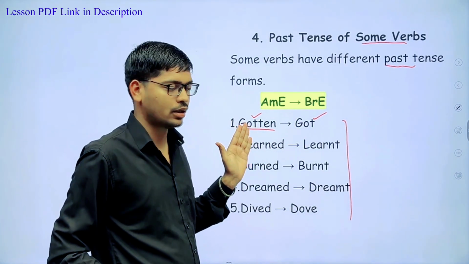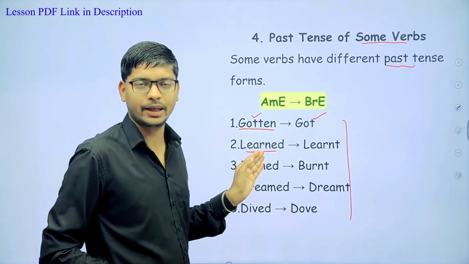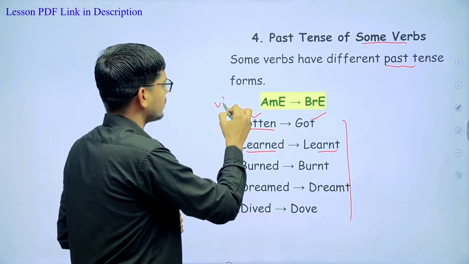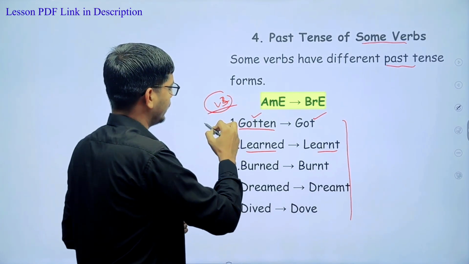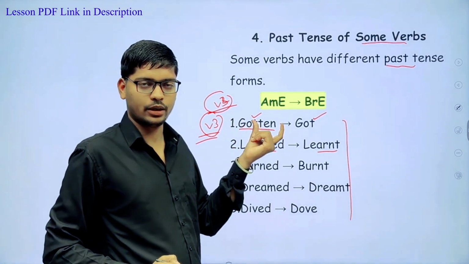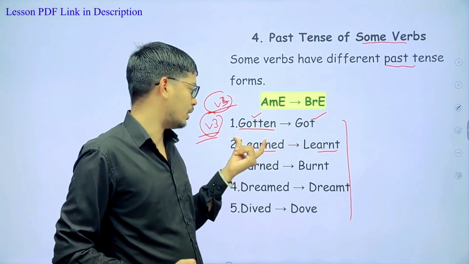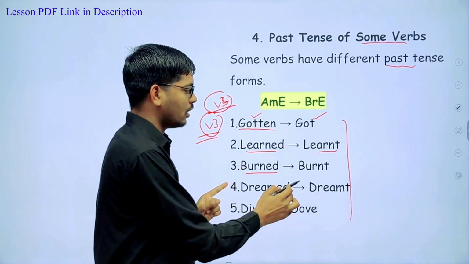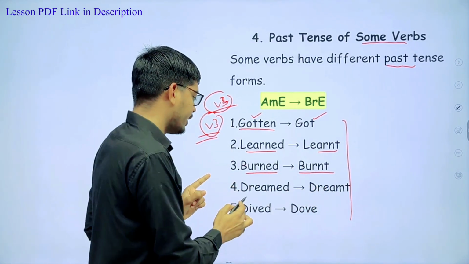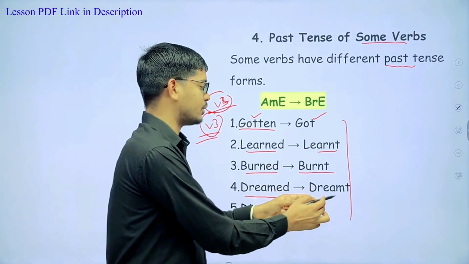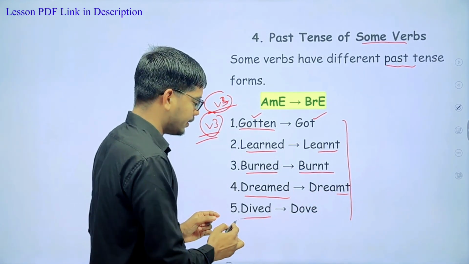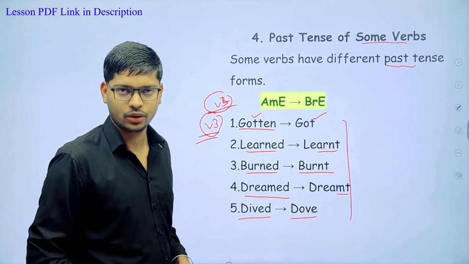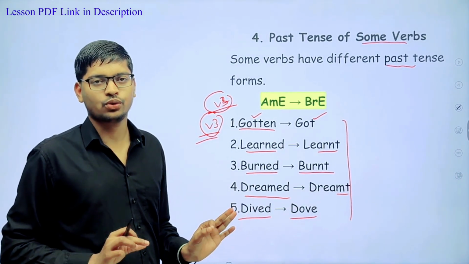Learned in American English, learnt in British English. These are all third forms of verbs. Gotten in American English, got in British English. Learned in American English, learnt in British English, and warned in American English. Dreamed in American English, and dreamt in British English. Dived in American English, and dove in British English. Okay guys, this is a very important difference, so don't be confused.